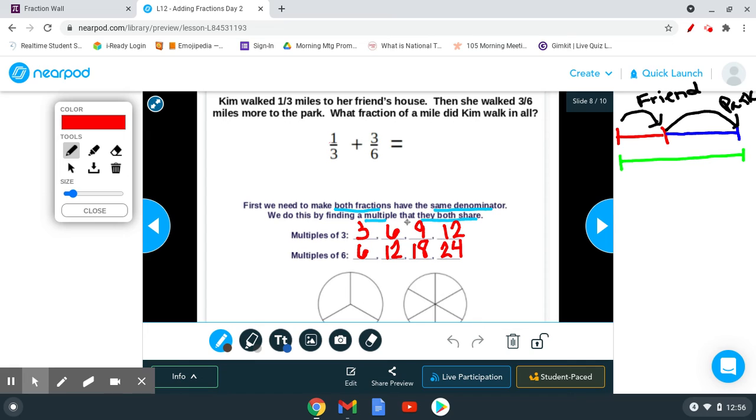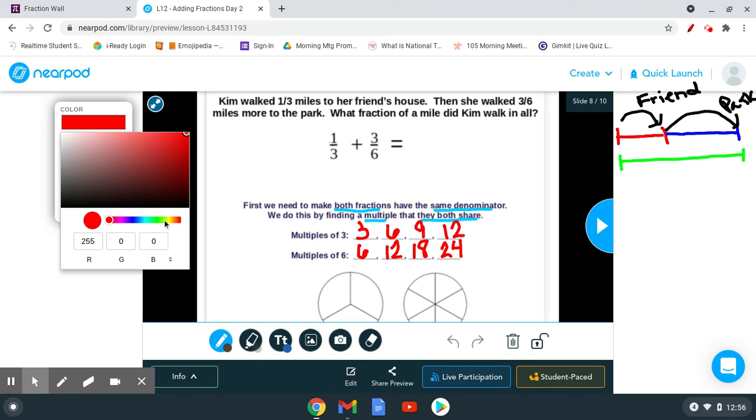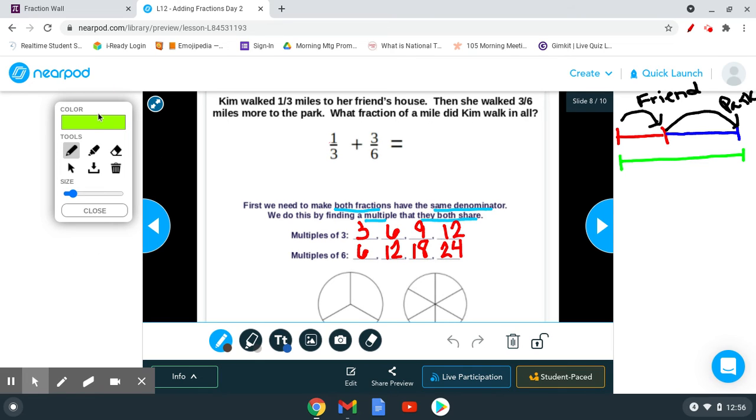It says we need to find a number that they both share, a number that's on both lists, because that's going to tell us what our same denominator or common denominator will be. So let's take a look. Well, go ahead and circle the numbers that appear on the top for your multiples of 3 and on the bottom for your multiples of 6. Did you circle the 6 and the 12? If you did, great job.